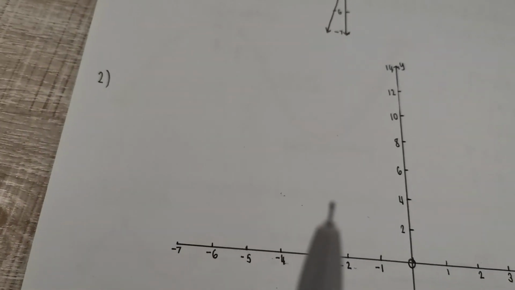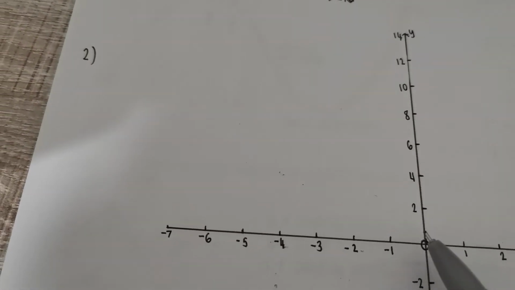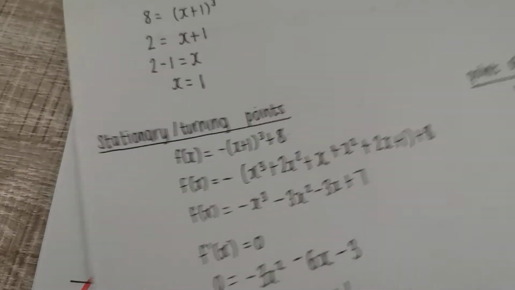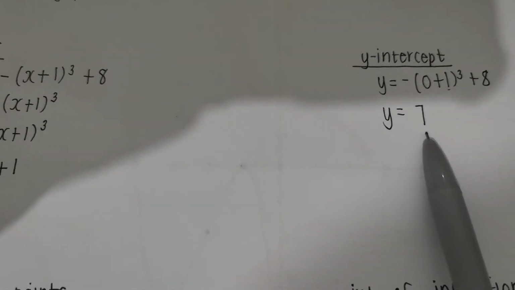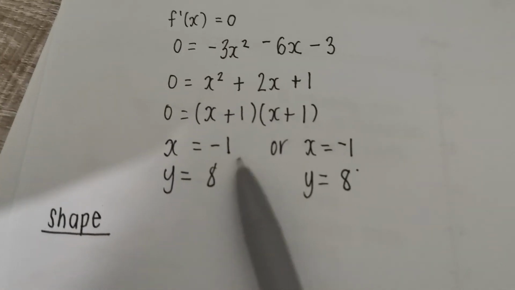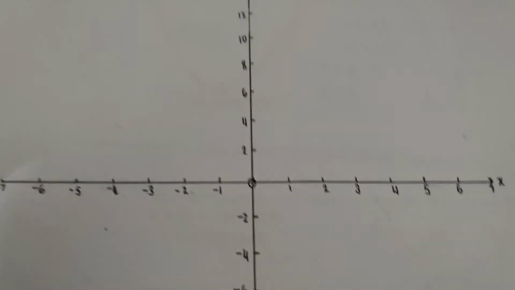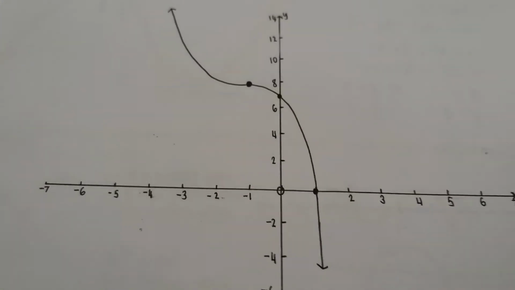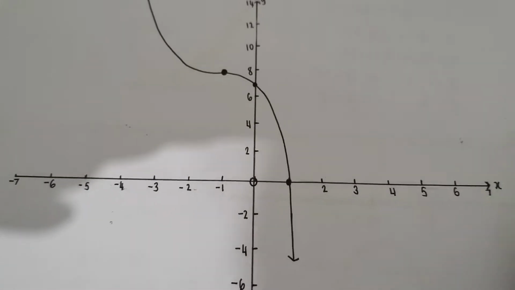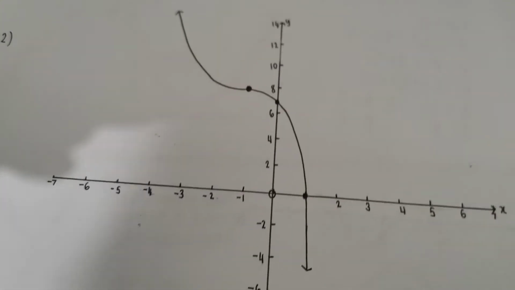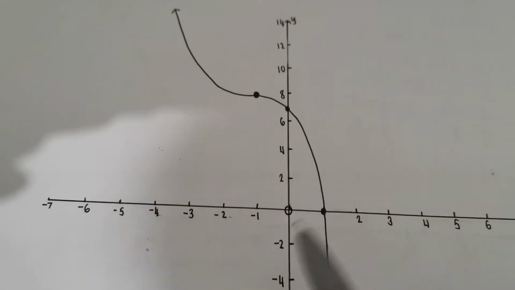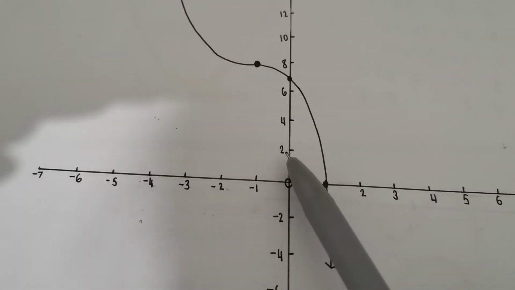Okay, our points were point of inflection. Wait, let's go back. Our points that were important: x-intercept at 1, y-intercept at 7, -1 and 8. Let's plot those points, and then I'm going to show you what the curve looks like. Okay, I went ahead and plotted them. My graph looks a bit weird because of my axis. I was running out of space as you seen earlier, so I jumped each time by 2.